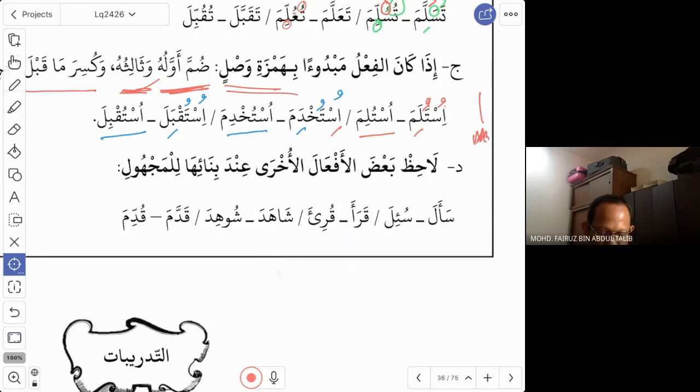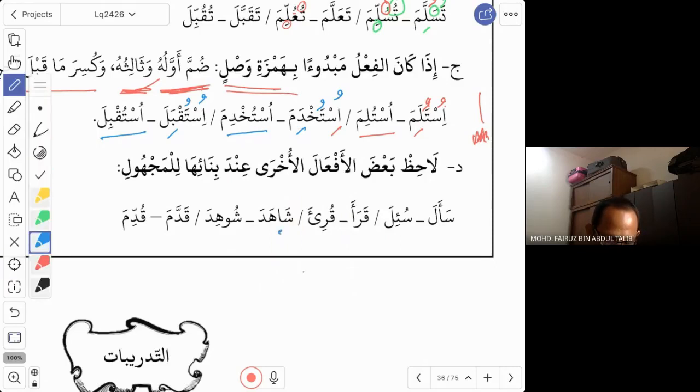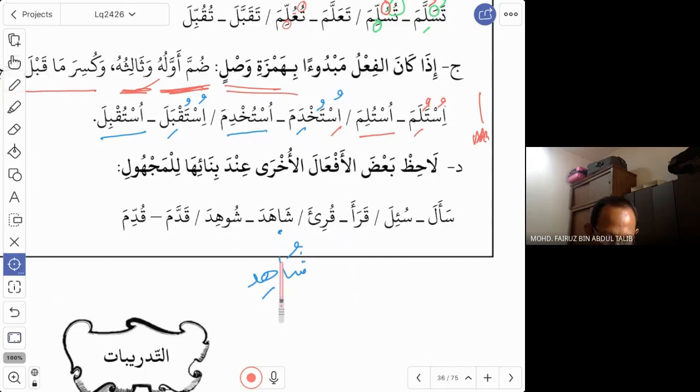Shahada, to watch. So now you have this alif in the middle. So it becomes shuhida. Still similar, dhamma and kasra. But the problem is that you have this alif. Of course, you cannot write it as it is. So therefore, they change this alif to a suitable letter, which is waw. So therefore it becomes shuhida. Okay, but the rule is still dhamma and kasra.